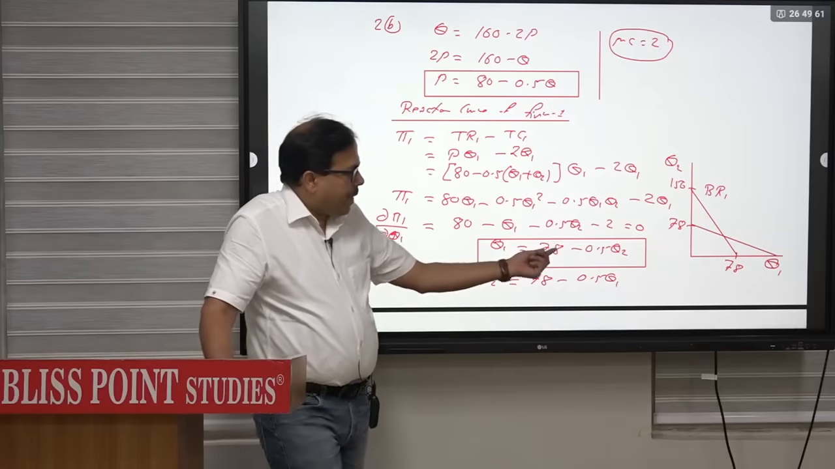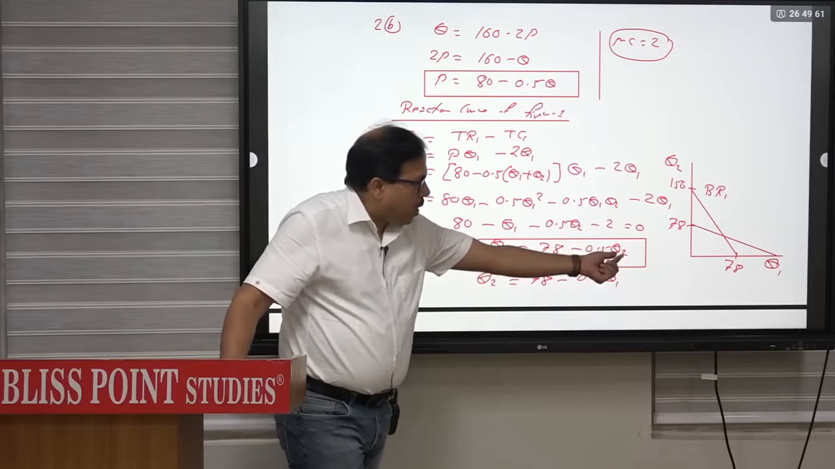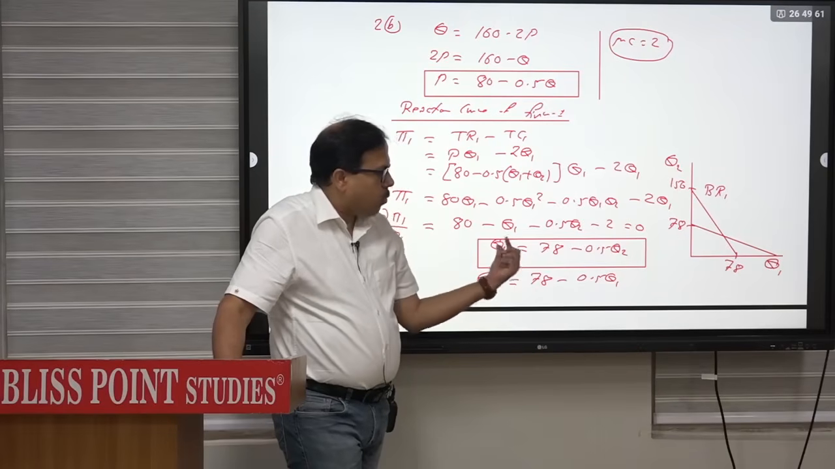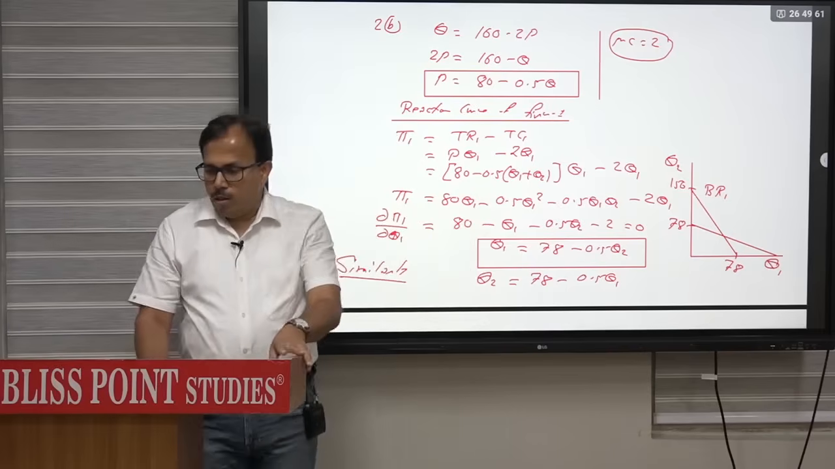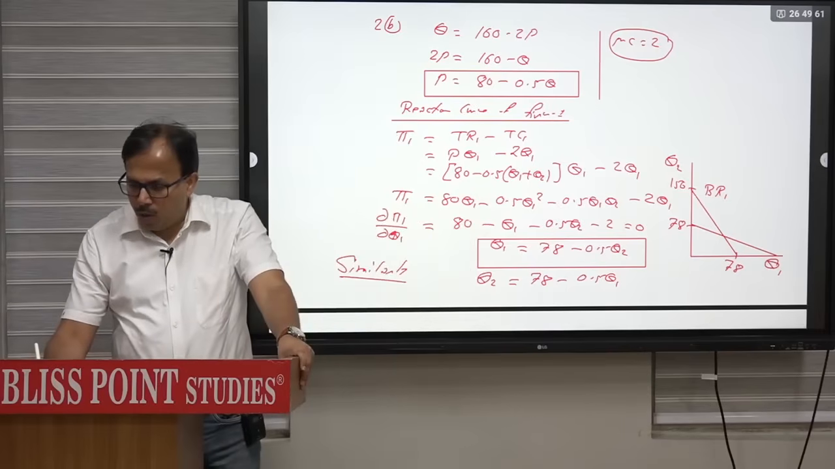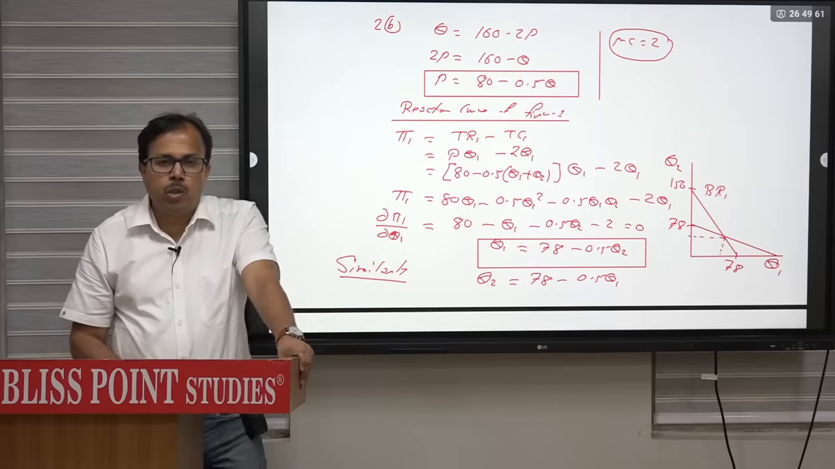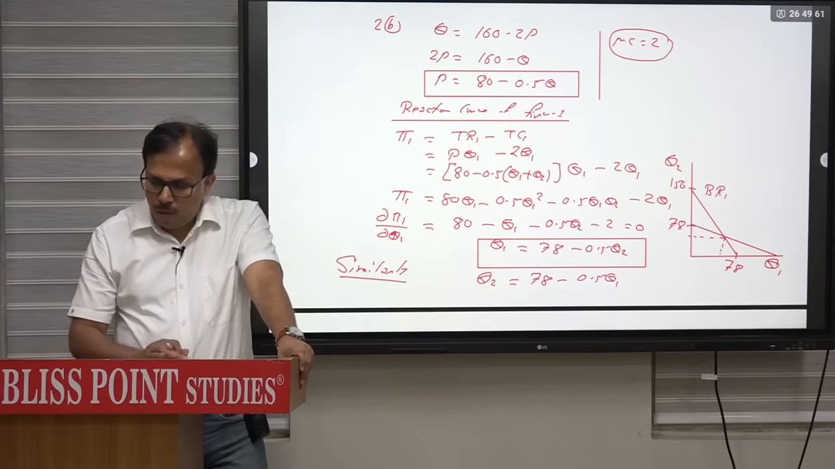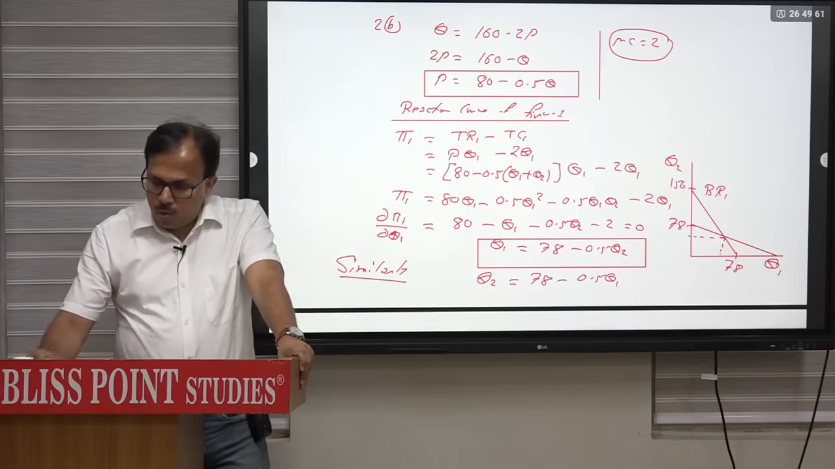Q1 is equal to 78 minus 0.5 Q2, इस Q2 की जगह ये वैल्यू पुट कर देना तो Q1 की वैल्यू आ जाएगी। इंटरसेक्शन पॉइंट पे Q1 और Q2 की वैल्यू कैलकुलेट कर लीजिए। ठीक है, तो you can solve this question.